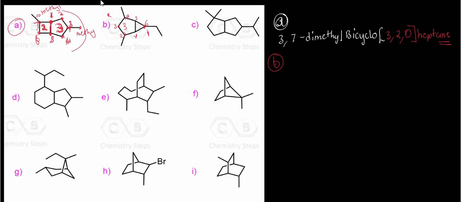The branch number 6, it's ethyl. The branch number 4, it's what? Methyl. The branch number 2, it's methyl. So we have 2 methyls and 1 ethyl. So here between E and M, which one starts first? It's E. So what I'll do is I'm gonna say it will be 6-ethyl.